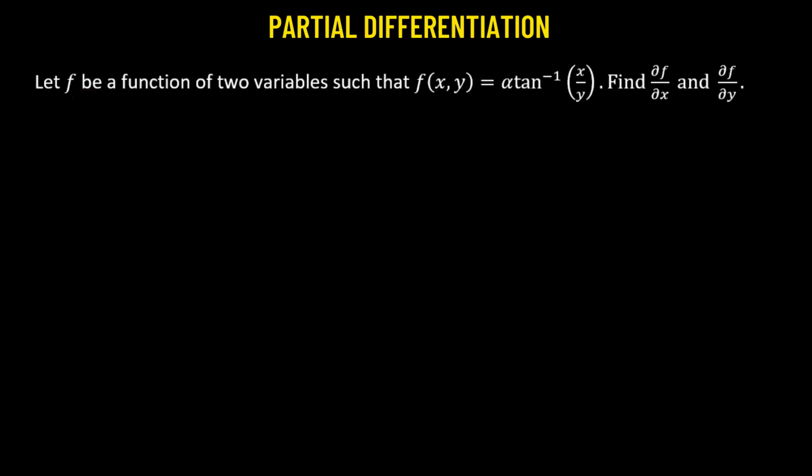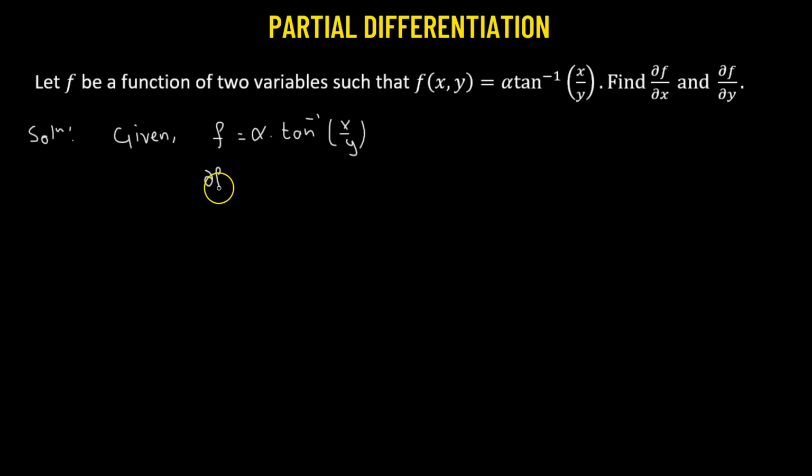We have a function f of two variables given by alpha times tangent inverse of x over y. If alpha is a constant, we'll need to find out the value of the partial of f with respect to x and partial of f with respect to y. So let's begin by considering whatever is provided to us. We have the function f given by alpha times tangent inverse of x over y.